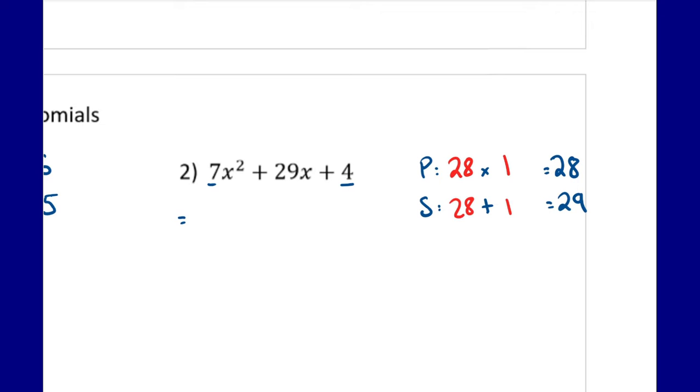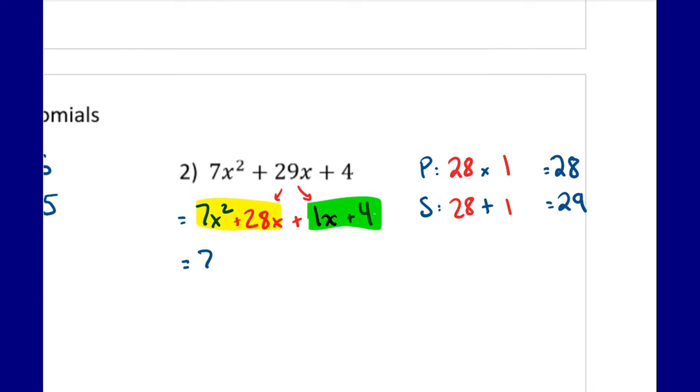So now, again, we take our two values, we break up that middle term. So the 7x squared stays the same. This 29x becomes 28x plus 1x. The 7x squared and the 4 do not change. We now factor by grouping. So I take my first two terms, my last two terms, and I factor them. We're going to common factor.